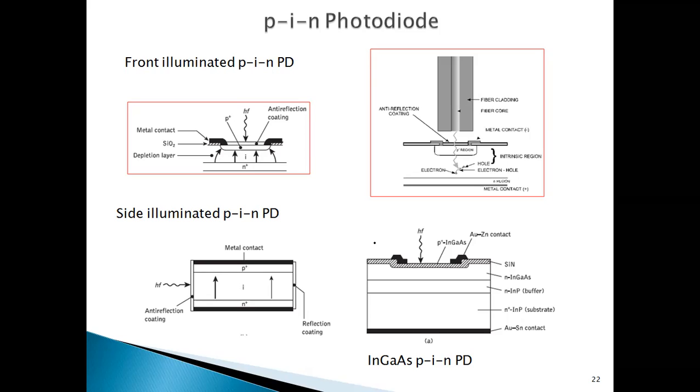Okay, so this is just a sample structure example of the PIN photodiode for the case of front illuminated and side illuminated.